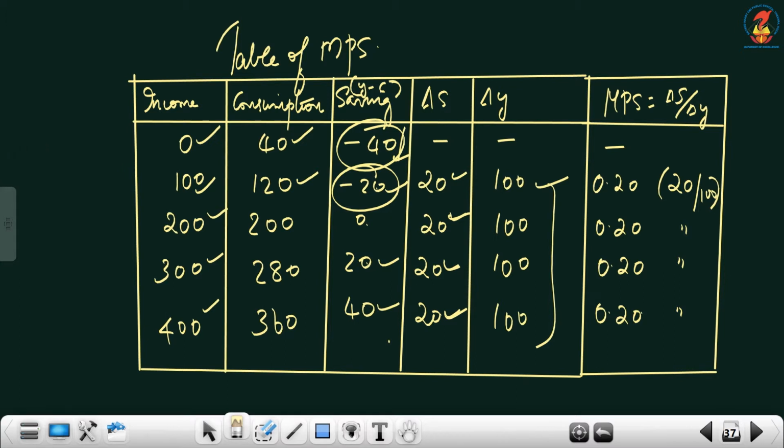The change in the level of income 0, 100, 200, 300, 400. The change in the income is 100 throughout. Now, how will you find out MPS? Delta S by delta Y. So, all these are delta S values, all these are delta Y values. So, let us find out one by one.